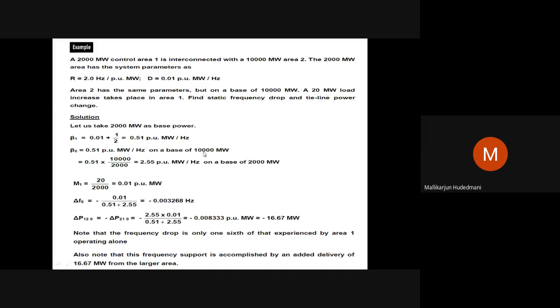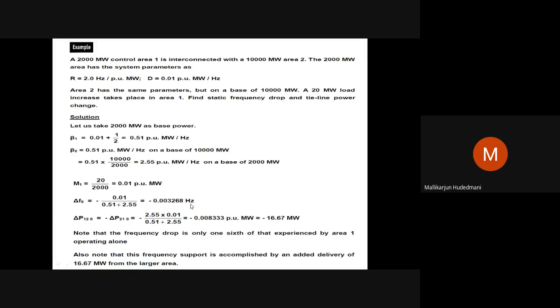Beta 1 and beta 2 are in the denominator, and the numerator is the step change in per unit. So 0.01 divided by these values leads you to 0.003268 hertz, because it is directly in hertz.